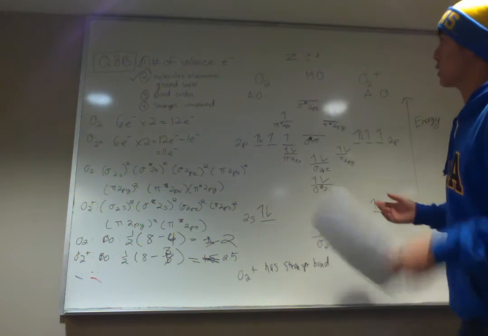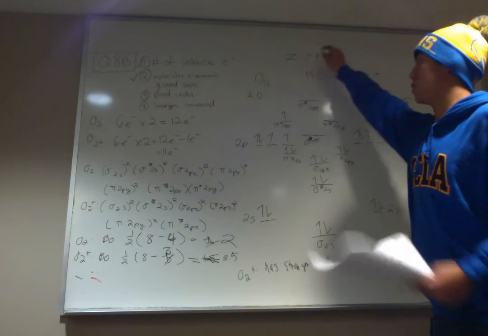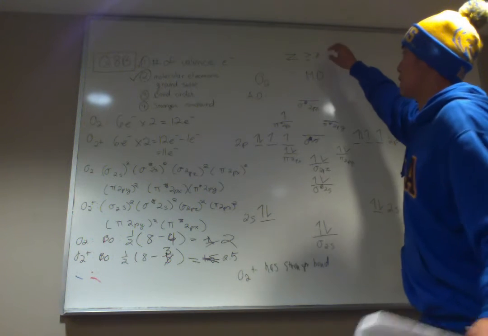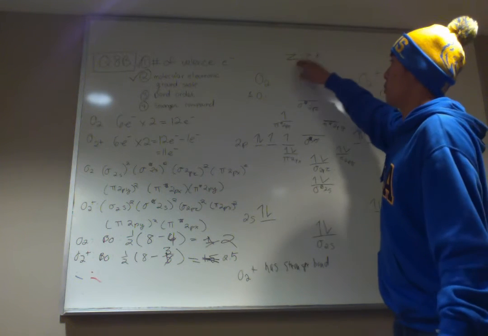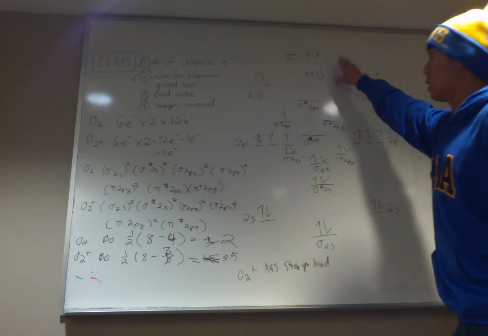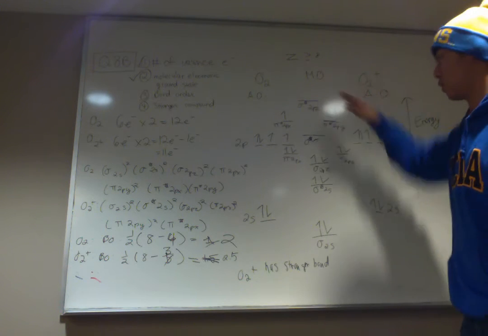First thing to start off with, notice what the atomic number will be. The atomic number for oxygen, according to our periodic table, is 8. So remember, I'd write that at the top first: Z is greater than or equal to 8. That really will determine our molecular orbital theory diagram.